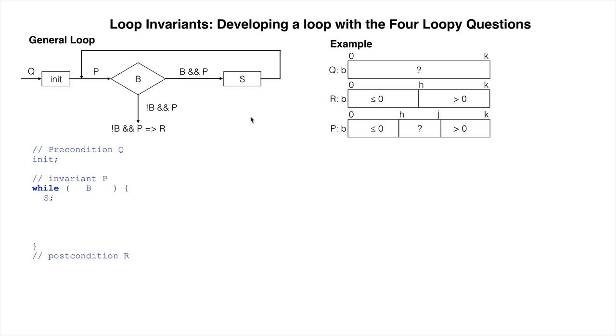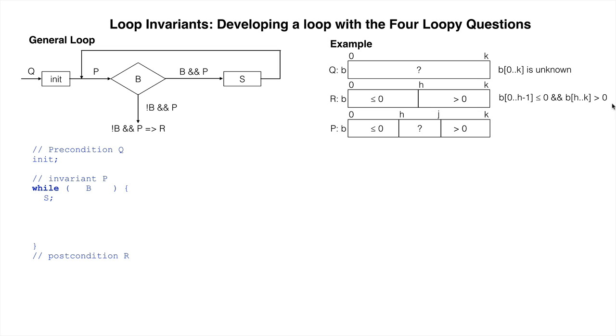In precondition Q, the question mark means that we don't know anything about the values in the array segment b sub 0 ... k. The purpose of the algorithm we are going to write is to rearrange the values in this segment so that the postcondition R is true. The postcondition tells us that we are supposed to put all of the non-positive values on the left and all of the positive values on the right. Note that the algorithm is not allowed to change k.